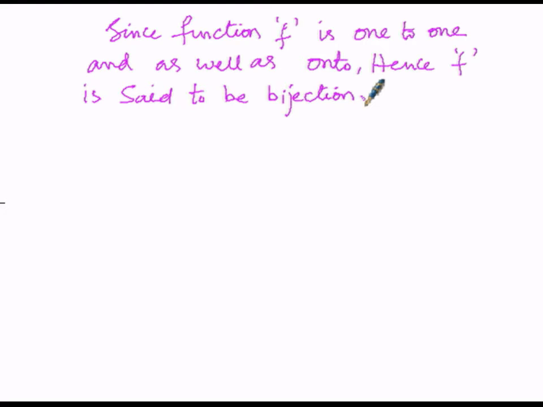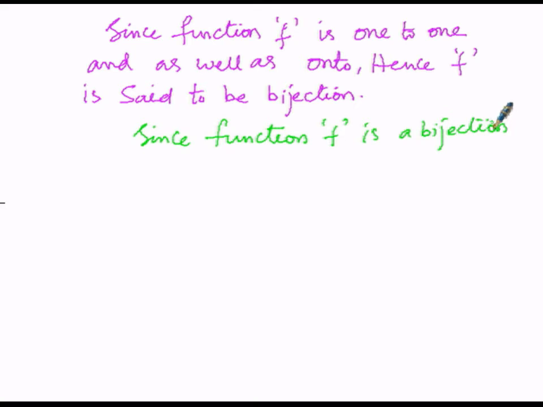So here since it is a bijection, therefore the inverse exists. So here since the function, that is f, is a bijection, hence the inverse of the function exists.